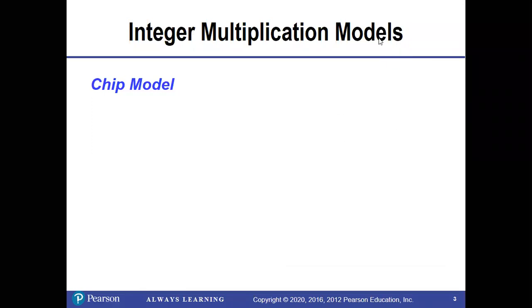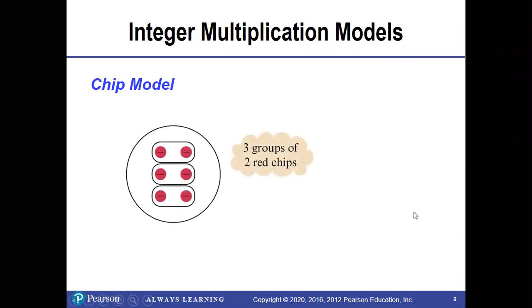Now, one of the integer models for multiplication is what's known as a chip model. The book does a lot better job than I can explaining how to do all this. So you have 3 groups of 2 red chips, which would be -6, correct?